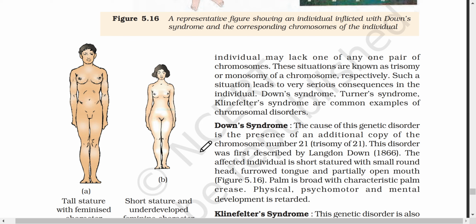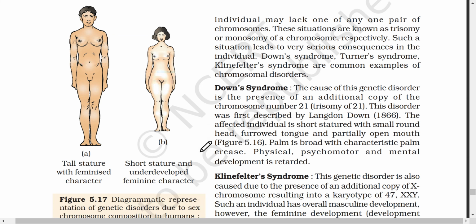Down syndrome, Turner syndrome, Klinefelter syndrome are common examples of chromosomal disorders. Down syndrome में देखेंगे, this genetic disorder is because of the presence of an additional copy of the chromosome number 21, trisomy of 21. This disorder was first described by Langdon Down in 1866. The affected individual is short statured with small round head, furrowed tongue, and partially open mouth. Palm is broad with characteristic palm crease. Physical, psychomotor, and mental development is retarded.